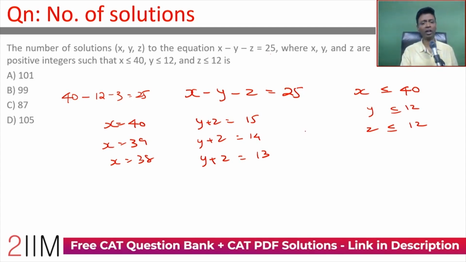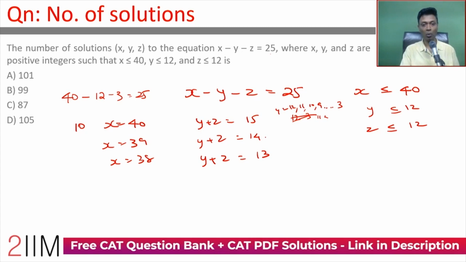How do we simplify this? We can take individual values for x and then find the number of possibilities for y and z. If y plus z equals 15, y is less than or equal to 12. So y could be 12, z could be 3, and then we have 11, 4. So y can take values 12, 11, 10, 9, all the way till 3, and z can take the corresponding other values. From 12 to 3, this is a set of 10 values. When x is 40, y plus z equals 15, there are 10 possibilities.